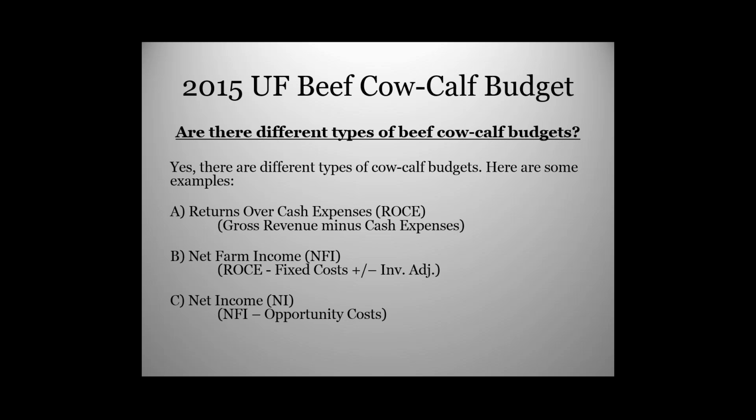And then the last budget we're going to look at is our net income budget. The net income is simply our net farm income minus any opportunity costs that may occur from operating an enterprise. But again, the 2015 UF beef cow-calf budget is going to be most comparable to our net farm income budget.